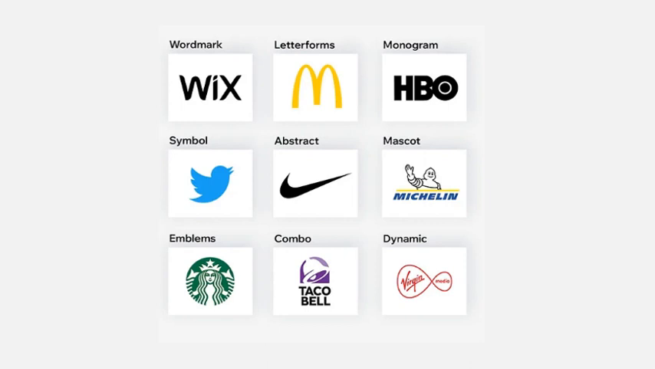So here are the 9 types of logos. I am sure that you are familiar with some of them. The golden arches of McDonald's is actually a letterform logo. The blue tweeting bird of Twitter is a symbol type of logo. And you can also see the logo of Starbucks, which is an emblem type.